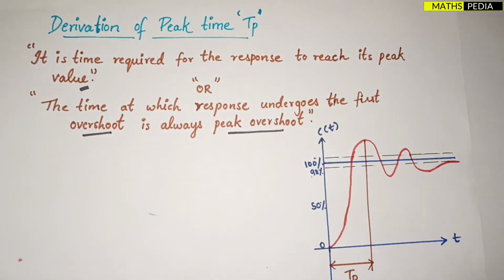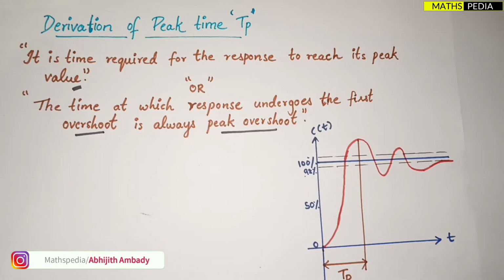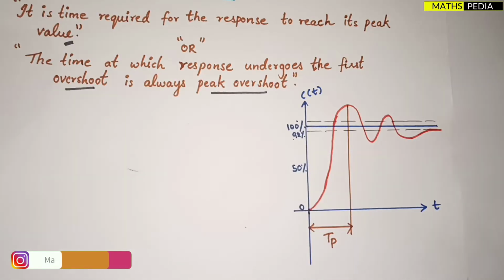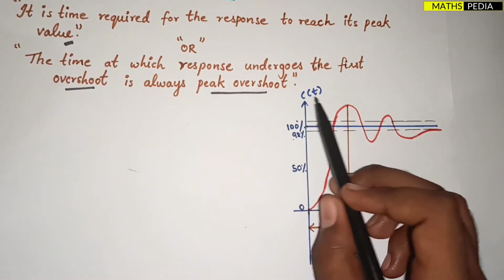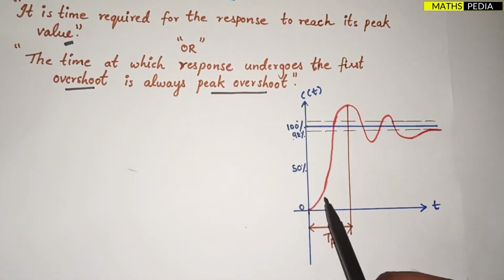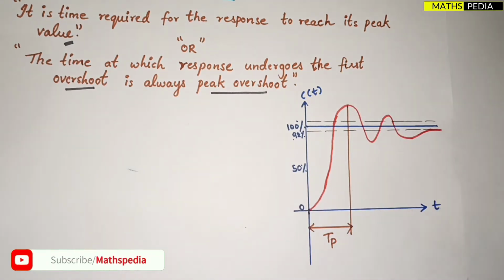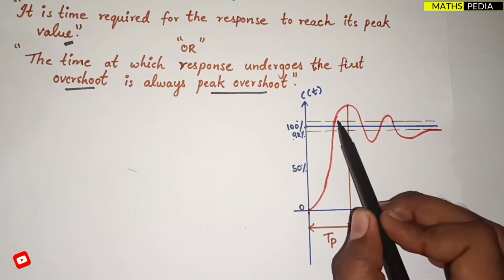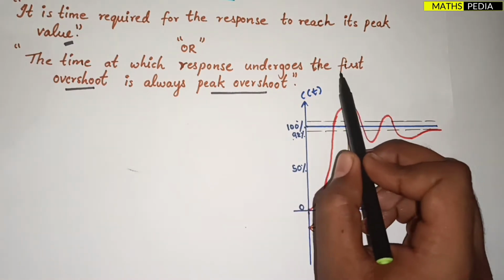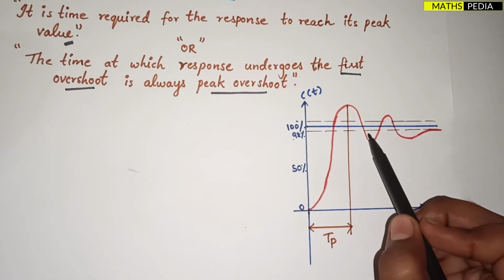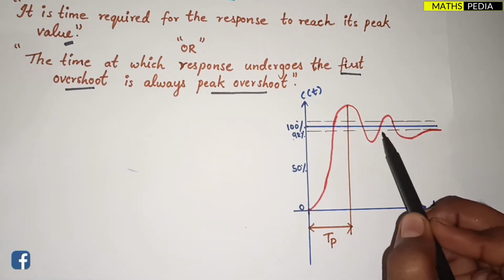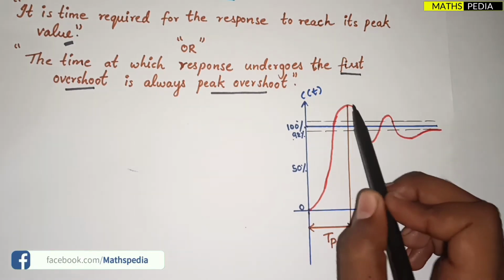Let us try to understand using a graph here. The x-axis is the time and the y-axis is c of t, which is the response. As you can see, this red line goes like this. It is the first peak overshoot. The first overshoot will always be the peak overshoot; the rest keep decreasing, so those peaks are not as large as the first overshoot.